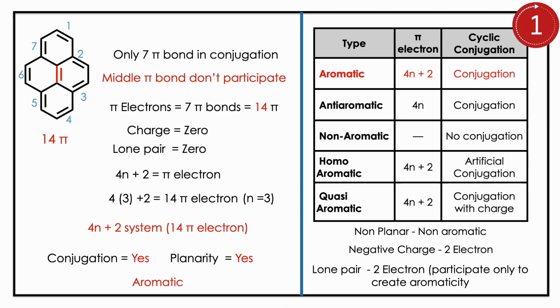So 7 pi bonds means it's a 14 pi electron system. Charge is 0. Lone pair is 0. So it is a 4n plus 2 system with 14 pi electrons where n equals 3, and conjugation is definitely there. Planarity is promoted because of sp2 carbon. So 4n plus 2 system, conjugated, planar, means the given compound is aromatic.